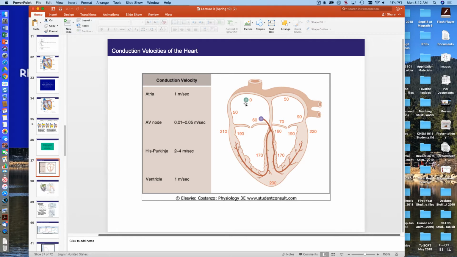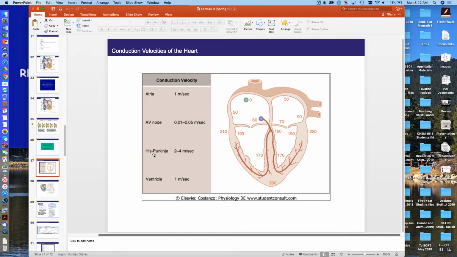Just as I talked about before, here are the conduction velocities of each of those fibers. All I really want you to notice is that the atria and the ventricles have about the same speed of conduction, not contraction. The conduction velocity is the same, about 1 meter per second.